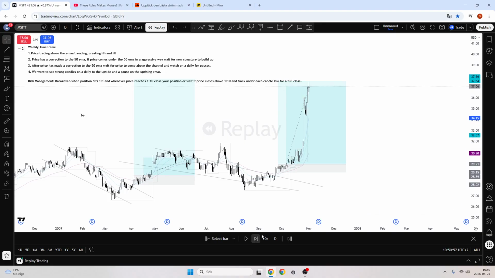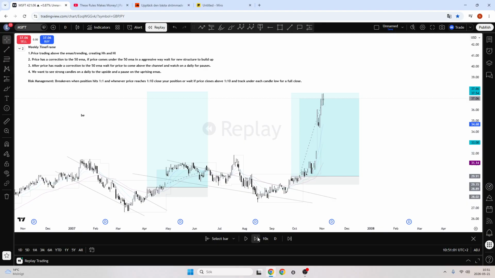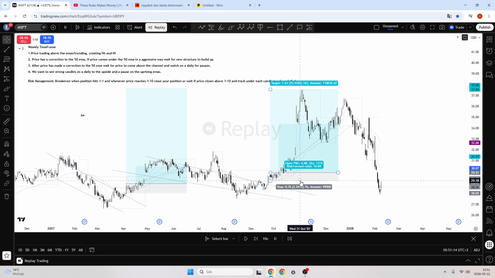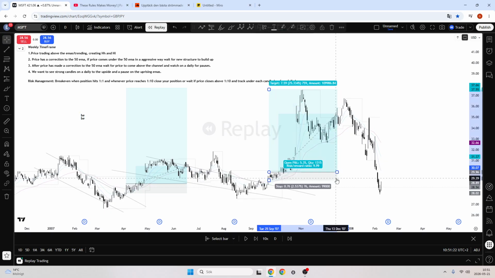Or track under each candle low. Let's see if we close above this strong candle. All right, so we came just to 9.99, so we will record that as a break even.